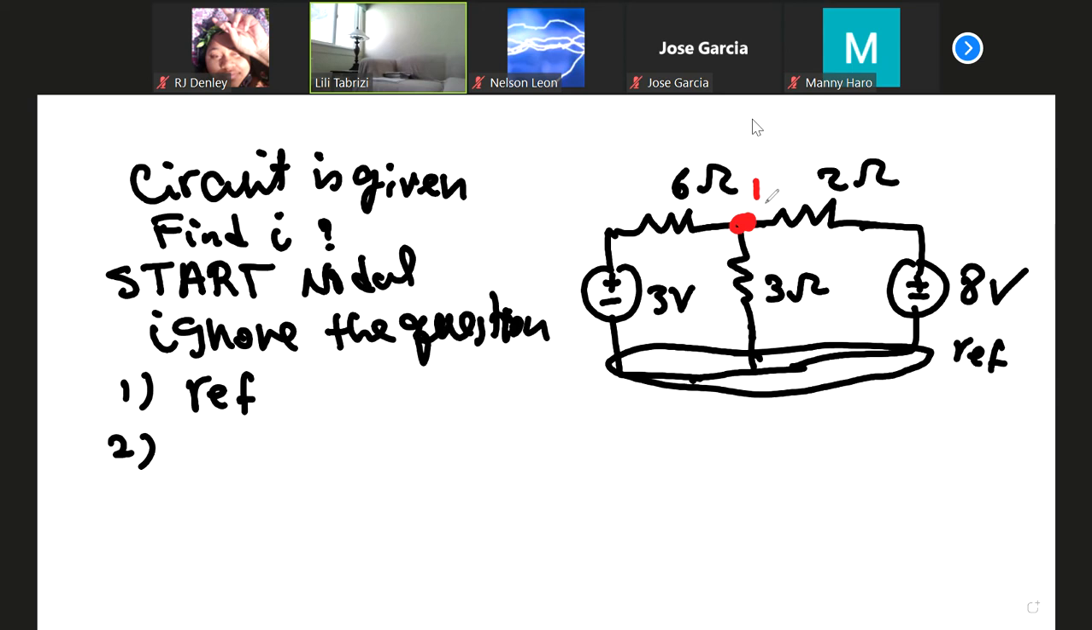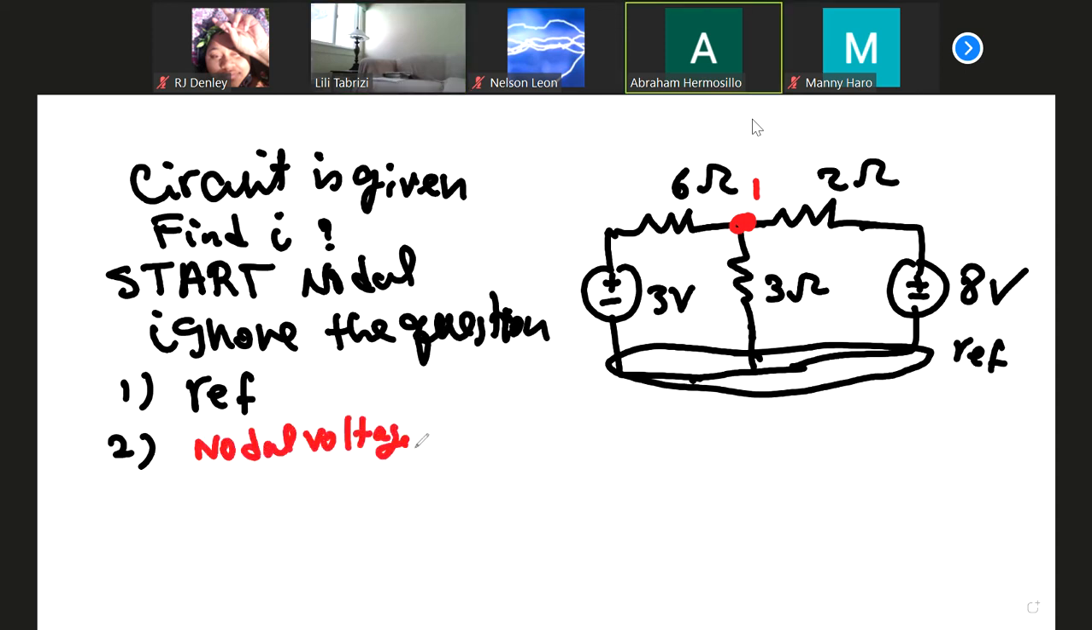Hermosillo. Yes. It says choose, find essential nodes, and assign the nodal voltage. I believe the 3 volts and the 8 volts are fine. I mean, 3 and 8, exactly. You have one node and you assign the essential node V1. The guideline says V1, with plus and minus. You don't even have to show plus or minus. Just call it V1. Don't mess up your circuit. So you have the essential node, you assign a nodal voltage.